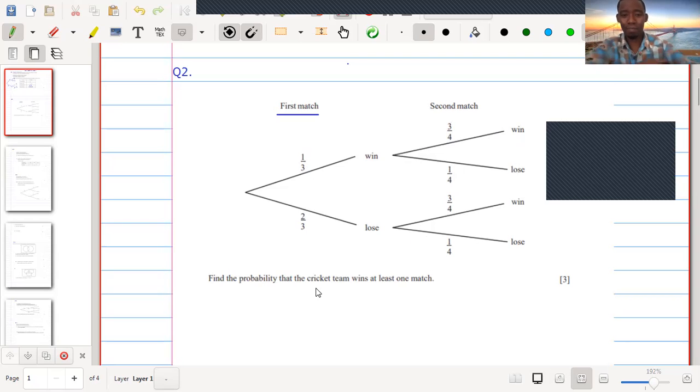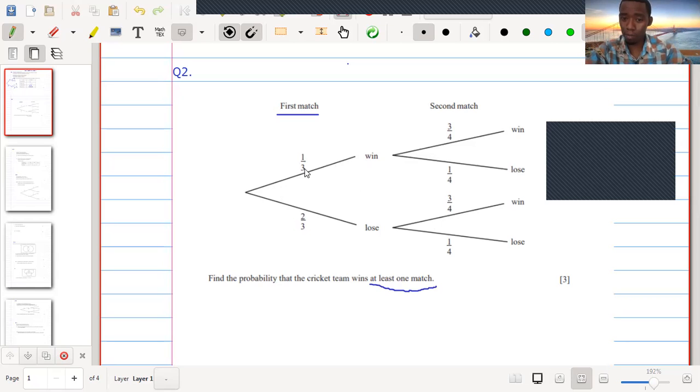But here the question said at least 1 match, win 1 match. You can win the first one and the second one. You can win the first one and lose the second one. You can lose the first match and then win the second match. Those possibilities are allowed. I repeat, you may win the first and win the second, as long as you are winning, or win the first and lose the second, or lose the first and win the second. Then you add them together.